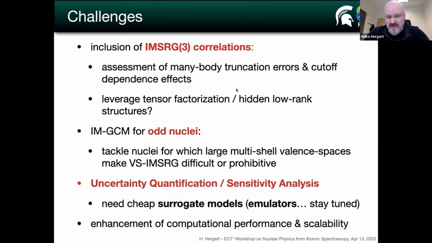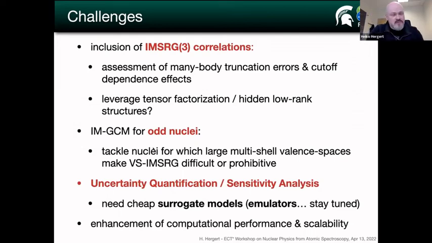Now, to help with the high computational scaling, we're looking into tensor factorization, so exploiting low-rank structures in the interactions. Another big thing is that the IMGCM in this no-core formulation is built around projected HFB states.